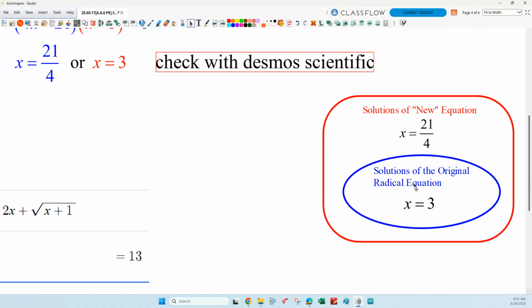So what happened then? X equals 3 was a solution that was inside the solution set of the original radical equation. X equals 21/4 was a solution of the new equation we got when we squared both sides, but not a solution of the original equation, so it's extraneous.